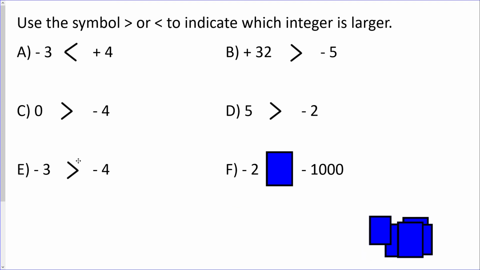Negative 3 is bigger than negative 4 because, again, you've moved in a positive direction. Even though the digit 3 is typically smaller than 4, because they're negative, you've moved in a positive direction, so negative 3 is bigger. Same idea with this one. Negative 2 is larger than negative 1,000.